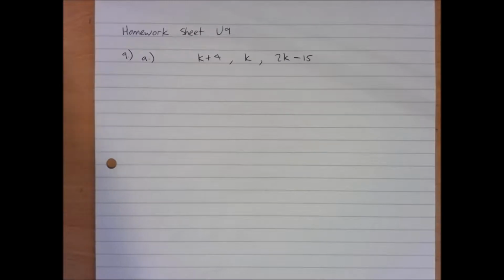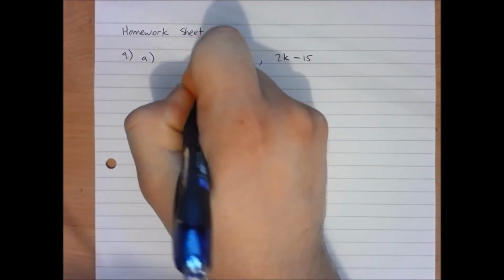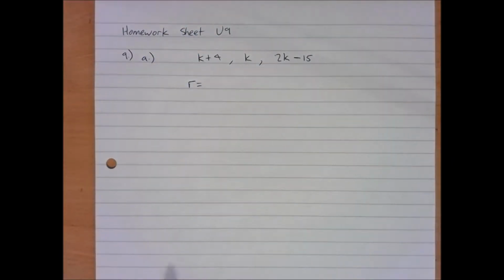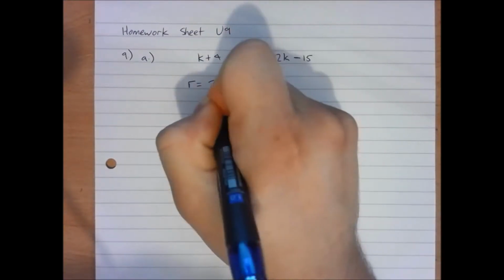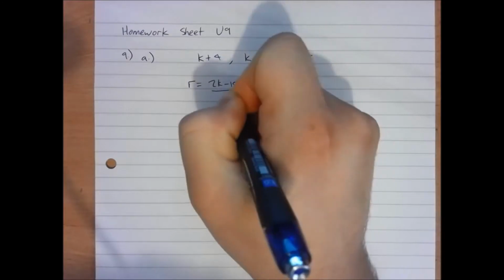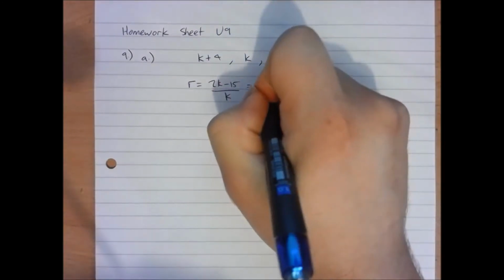What we do know about a geometric sequence is that the common ratio is the same between the first term and the second and the third. Our common ratio can be found by dividing the third term by the second, 2k minus 15 over k, and it can also be found by dividing the second term by the first, k over k plus 4.